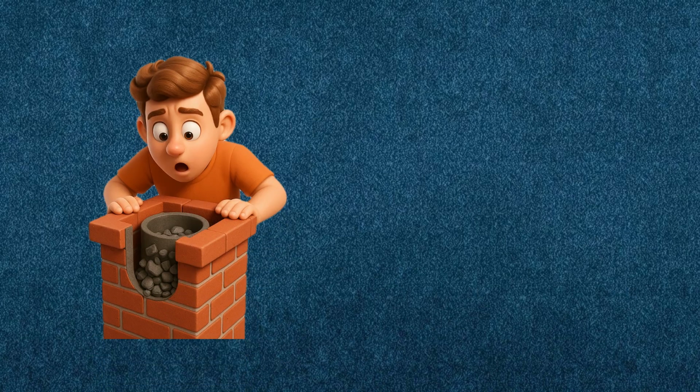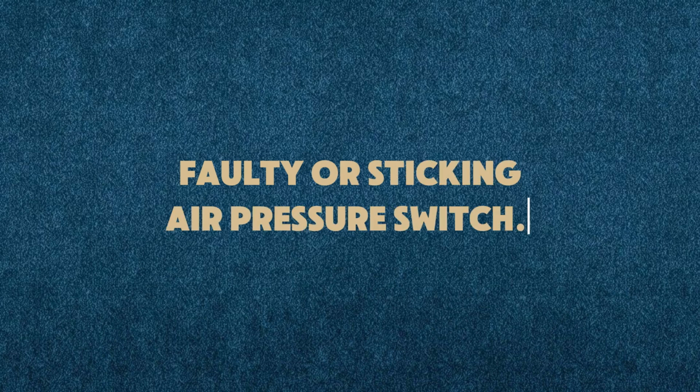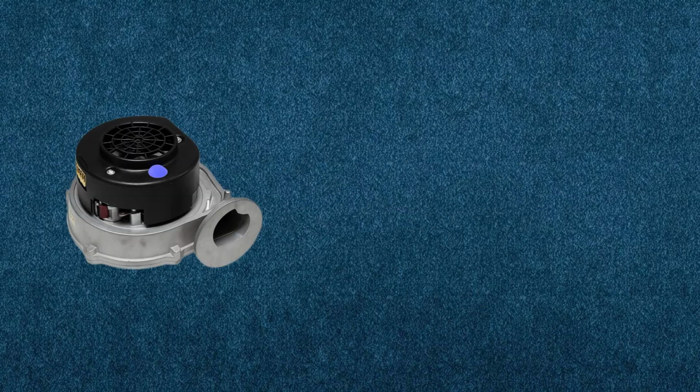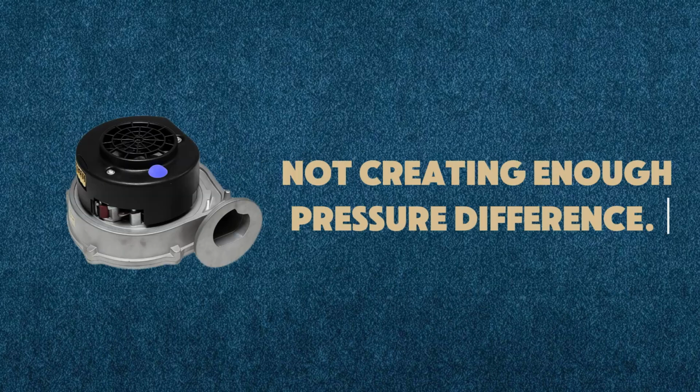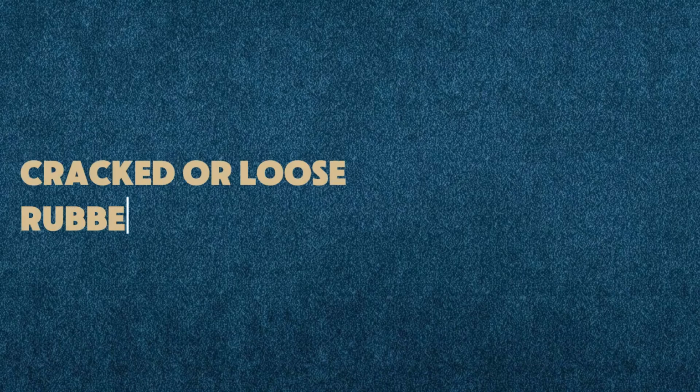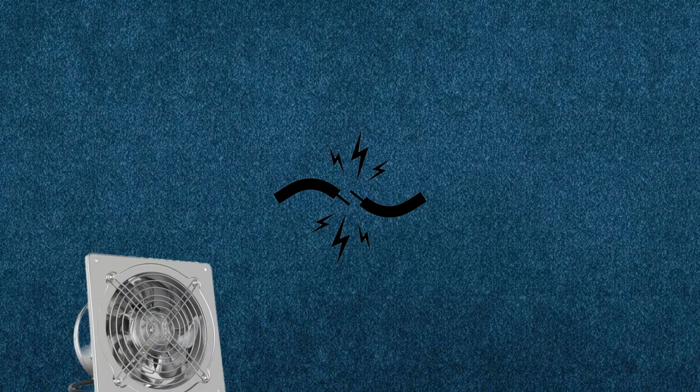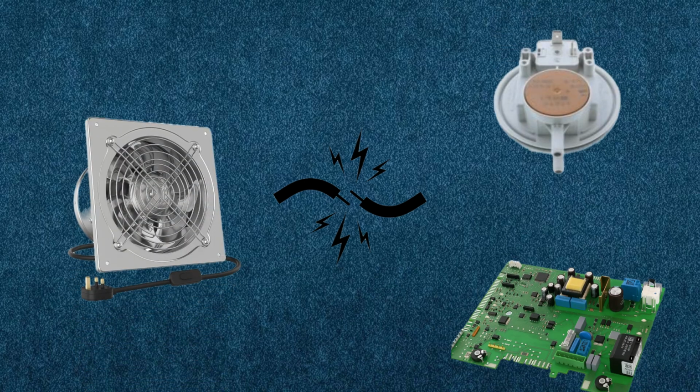Causes: 1. Blocked or restricted flue, the most common cause. 2. Faulty or sticking air pressure switch. 3. Weak fan motor not creating enough pressure difference. 4. Cracked or loose rubber tubes connecting the switch. 5. Or faulty wiring between the fan, switch, and PCB.